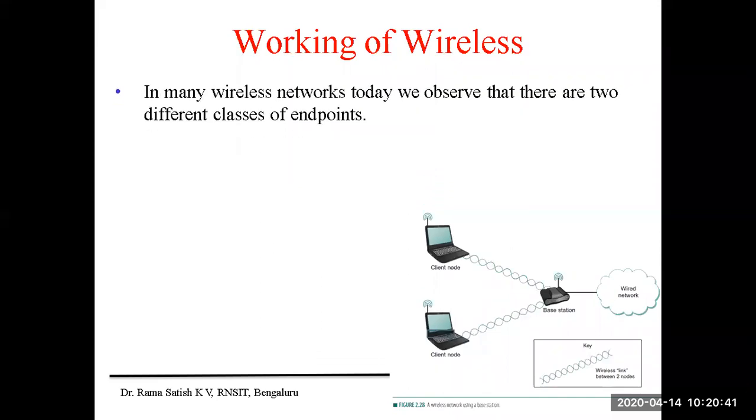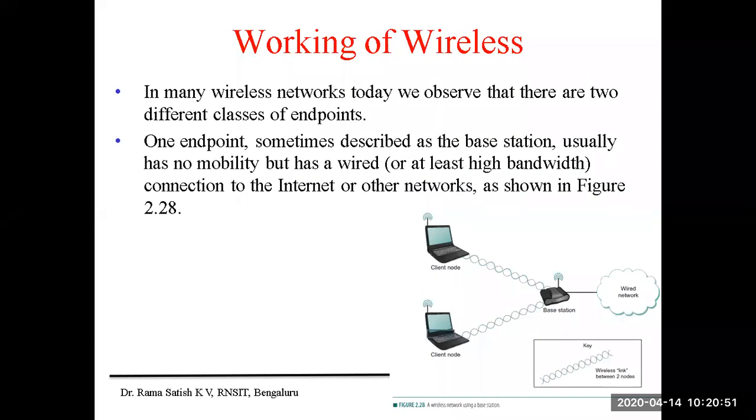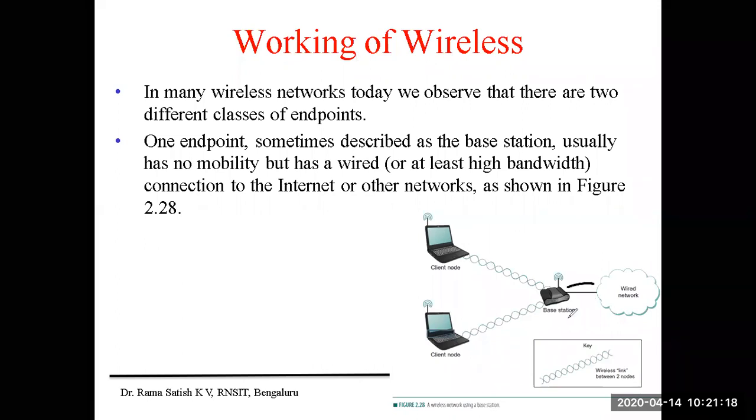In many wireless networks today, we observe that there are two different classes of endpoints. One endpoint, sometimes described as the base station, usually has no mobility. The base station is a fixed station, but has a wired connection, so it has at least high bandwidth to the internet or to the other network. As shown in the figure, the base station is connected to the network.